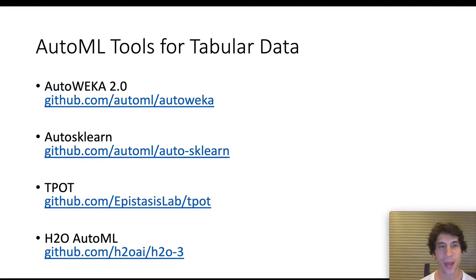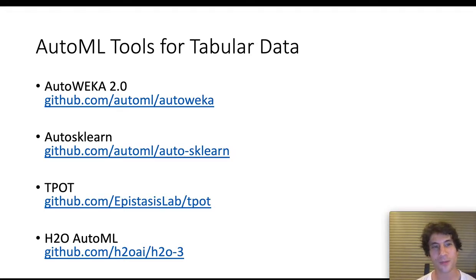Let's talk about some AutoML tools now. Here we're going to talk mainly about open source AutoML tools where you can download the source code, run it yourself, and modify it as you see fit. The first set of tools we will talk about briefly are those designed for tabular data sets.